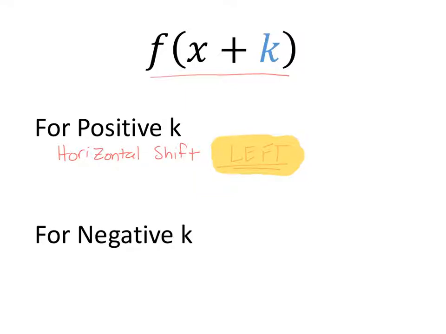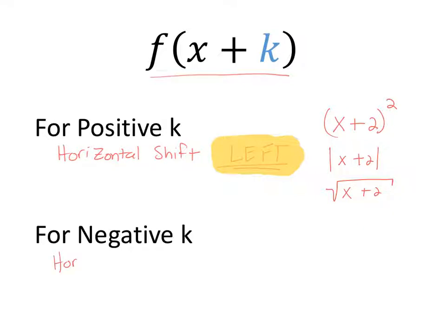Some examples of this would be x plus 2 quantity squared, where the parent function is an x squared function, or the absolute value of x plus 2, or the square root of x plus 2. Notice that it's inside the parent function, and it's a positive number. For negative k, we could also do this. It's a horizontal shift to the right.